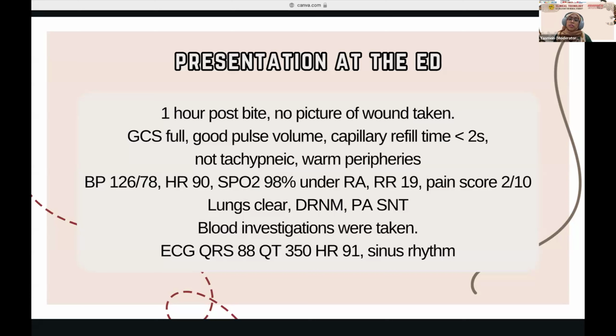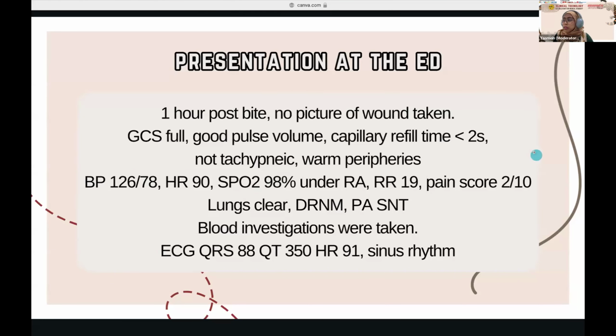Blood investigations were taken, and they had an ECG done. However, we have no picture of the ECG, but there was a QRS of 88, QT at 250, and her heart rate was 91 with good sinus rhythm.